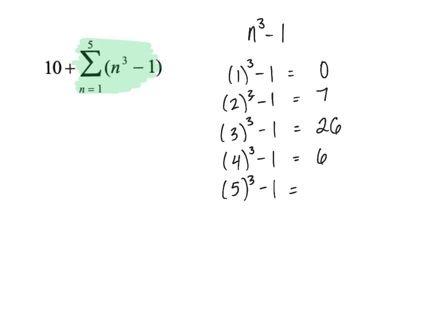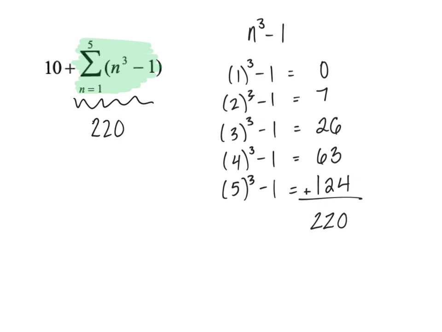26, 63, and 124. Feel free again to type those into the calculator if you need to, but go ahead and sum them and then hit resume when you're ready for the answer. All right, so I got 220. So this entire sum adds up to 220, and then we have to add it to the 10 that's in front, and that gives me 230.